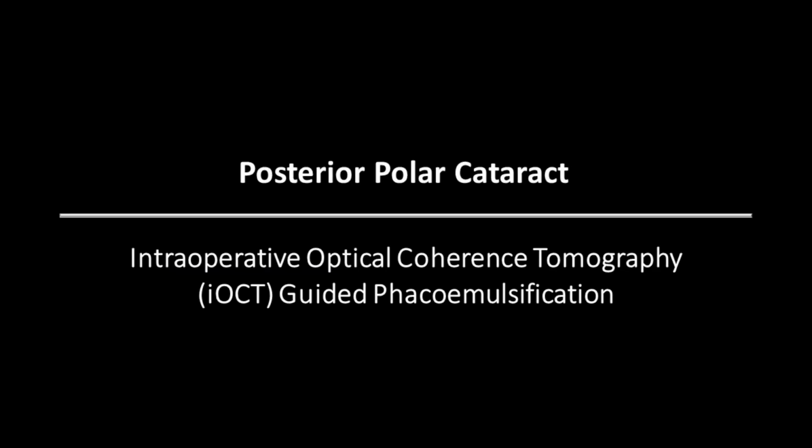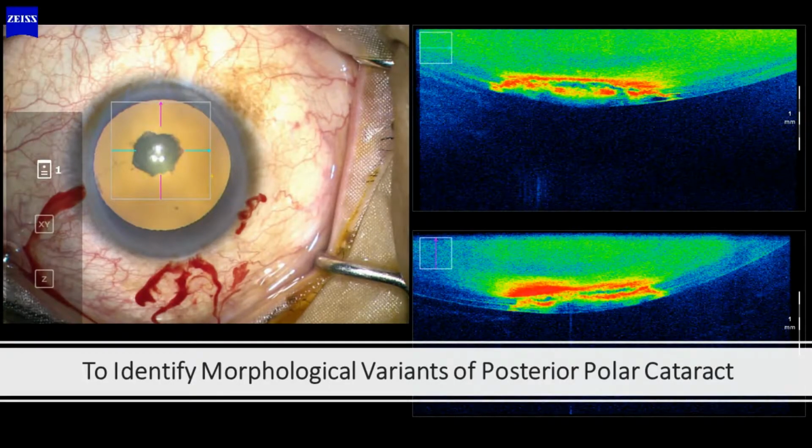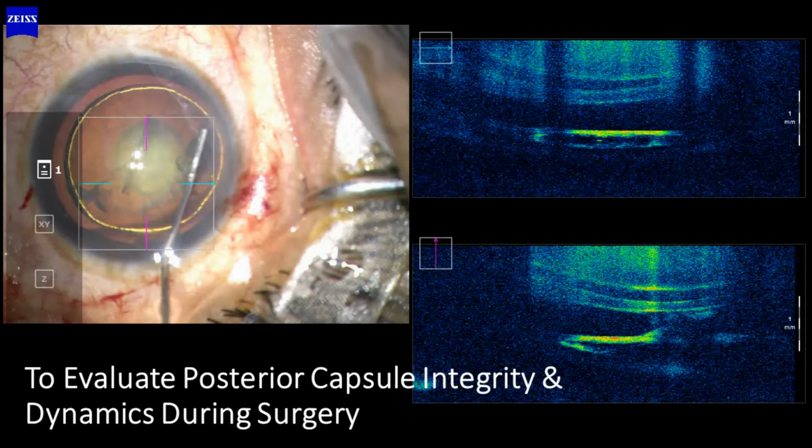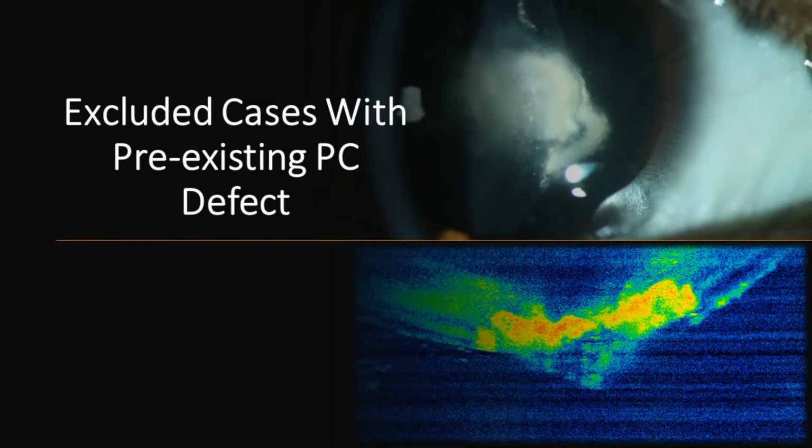Intraoperative OCT or IOCT provides a real-time dynamic insight into intraoperative manipulations. We herein evaluated the role of IOCT guided phacoemulsification to evaluate the morphological variants of posterior polar cataracts and understand the real-time dynamics of integrity of posterior capsule during phacoemulsification. We excluded cases with pre-existing PC defect.